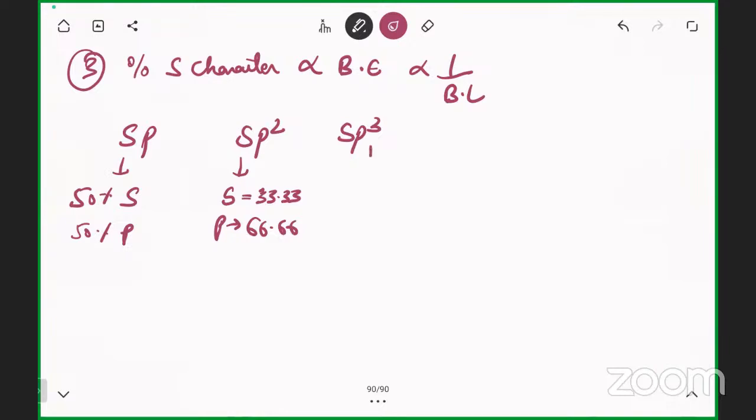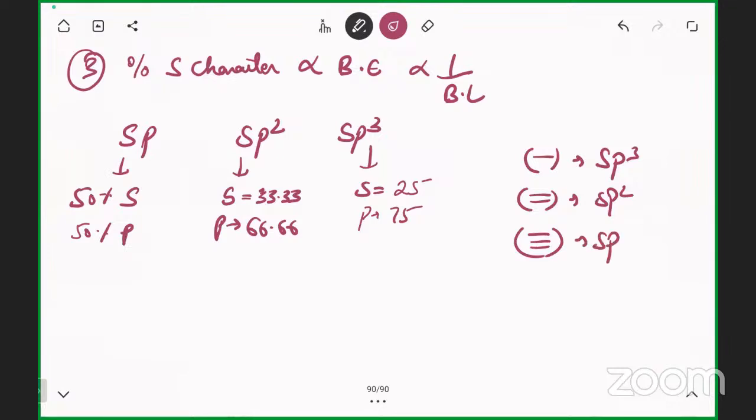Okay. In sp3, s character is 25 and p character is 75. So if more s character is there, the bond energy will be more. Why? See, I told you one thing, that if a single bond is present, then it will be sp3. If a double bond is present, then sp2 hybridization. If a triple bond is present, then sp hybridization.